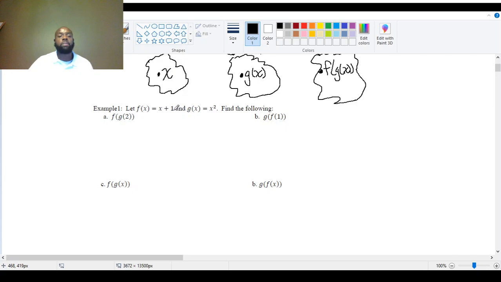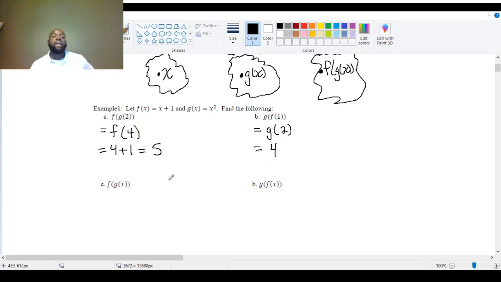Let f of x equal x plus 1 and g of x equal x squared. Find the following. We're going to do f of g of 2, right? What this means is go to your function g and substitute 2 in for x. So I have f of 2 squared, which is 4. Then I replace this 4 inside of my function f, wherever I see an x, and I get 4 plus 1, which equals 5. Now g of f of 1: we go to our function f and put 1 in for x, and we get 1 plus 1, which is 2. Once we do that, we go to our function g, plug in 2, and we get 4.